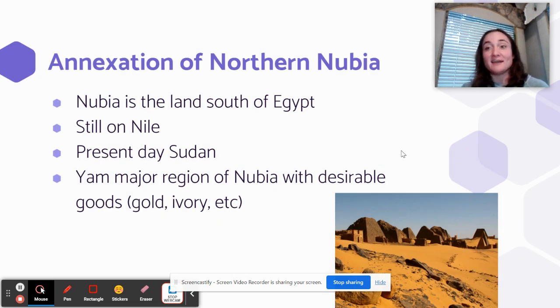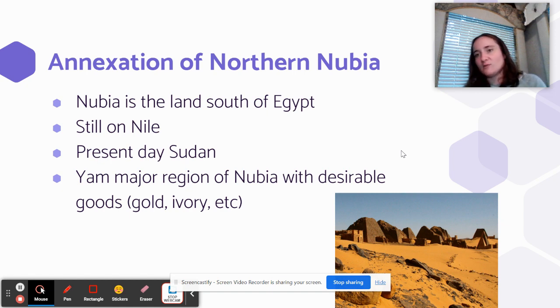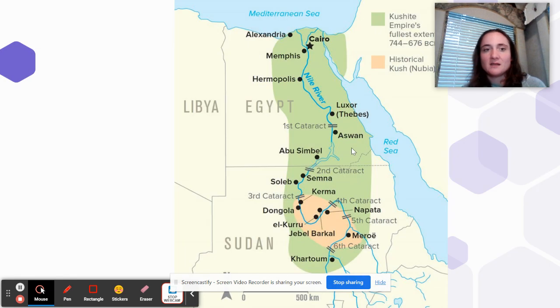All right, so just to recap, Nubia is the land south of Egypt. It is still really important that it's on the Nile. Today, it would be considered part of Sudan. And Yam, a major region in Nubia, had desirable goods like gold, ivory, frankincense, myrrh, animal products, stuff like that. So like we said here, here's Egypt up here on the lower Nile, and then here is Nubia with Yam right in here.